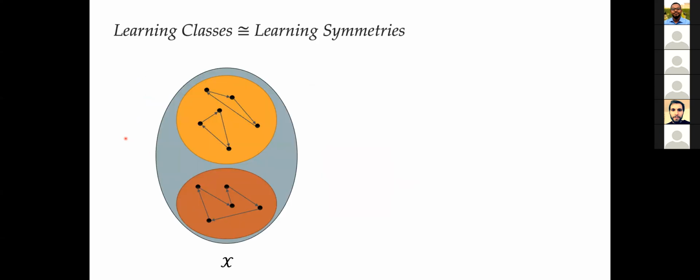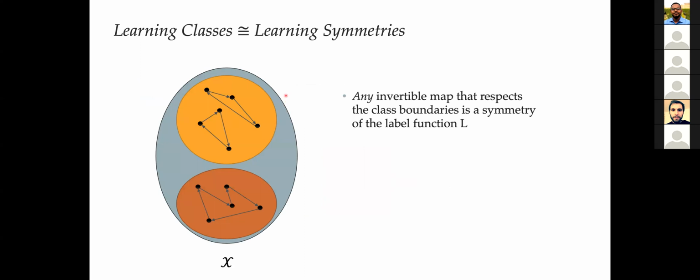Now, it turns out that you can think of all learning, or at least all supervised learning, as learning about symmetries. What we see here is our input space X, that's the gray set. Let's say we have two classes with two different colors, and within these classes live a bunch of points. Those are the possible inputs.